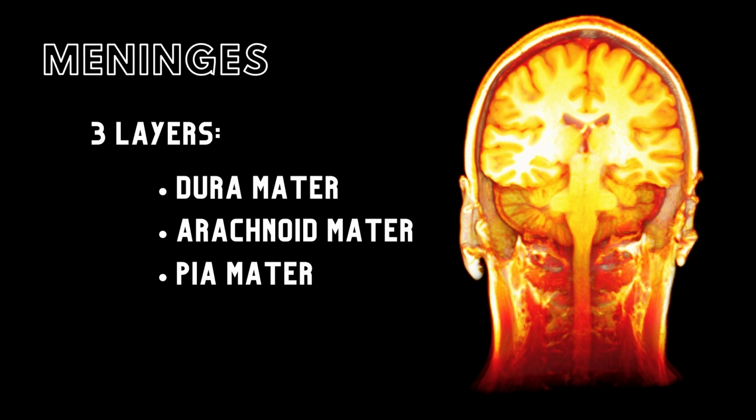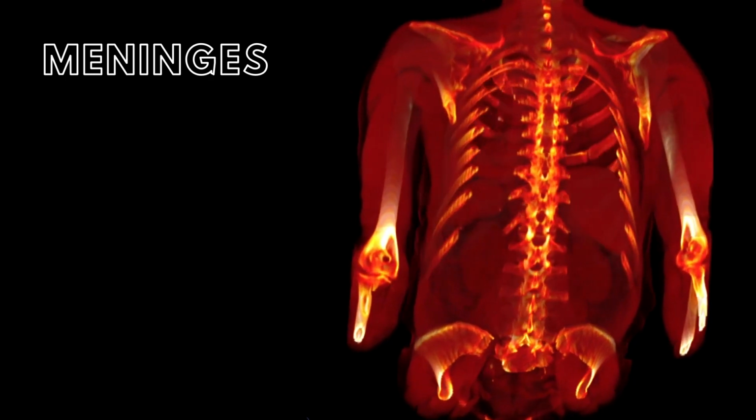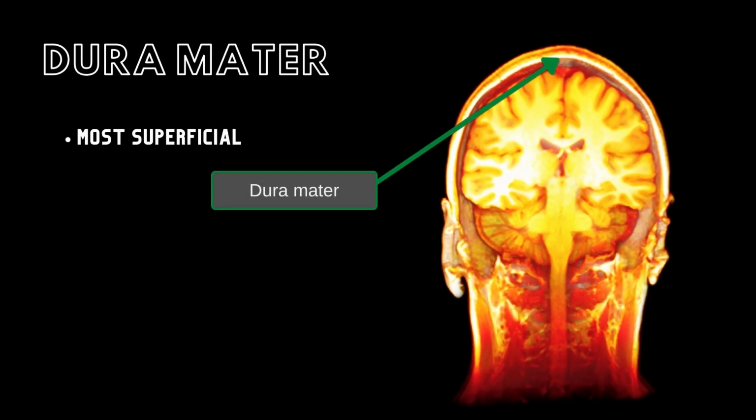The meninges can also be divided by the cranial and spinal meninges, which are continuous with each other at the foramen magnum. Let's learn about each of the layers of the meninges. The most superficial meninge is the dura mater.